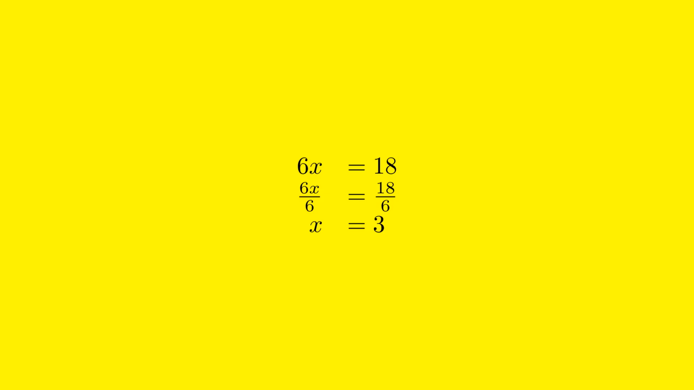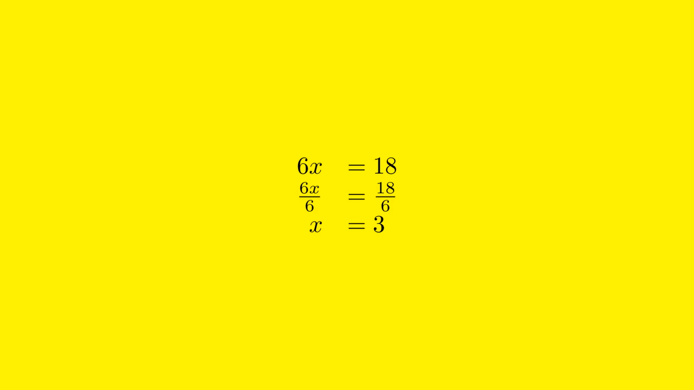In step 2, we need to isolate the variable x by eliminating the 6 that is currently multiplied by x. To achieve this, we will divide both sides of the equation by 6. Remember, whatever you do to one side of the equation, you must do to the other to keep it balanced. So the current equation is 6x equals 18. We divide both sides by 6 to isolate x.